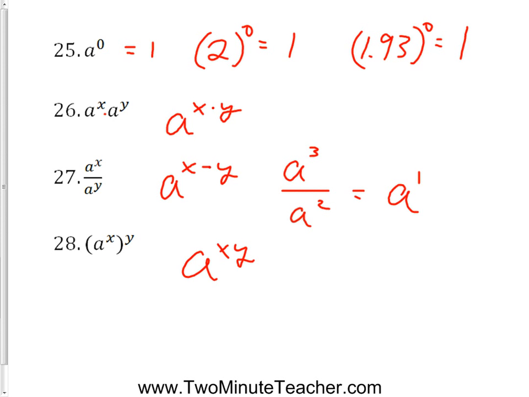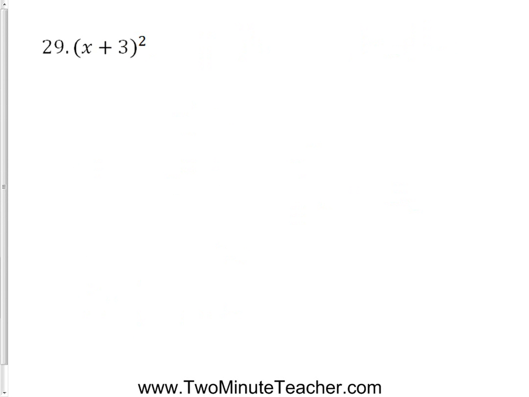All right, next, a to the x to the y means a to the xy. Basically, in a situation like this, you multiply the exponents. So if it had been 2 to the third to the fifth, that would be the same as 2 to the 3 times 5, which is 15. Yeah, multiply them together.